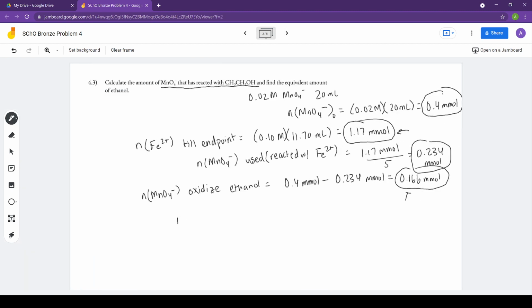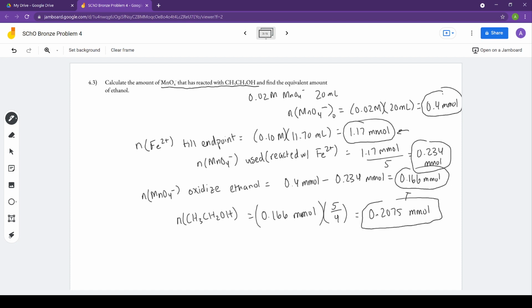So the amount of ethanol, CH3CH2OH, that reacted, or the amount of ethanol in general, because all the ethanol will react, is equal to 0.166 millimoles. That's the amount of permanganate that reacted, but there's a 5/4 stoichiometric ratio. So we have to multiply by 5/4, and this gets us 0.2075 millimoles. So basically 0.2075 millimoles of ethanol is what's in our 100 microliter sample.